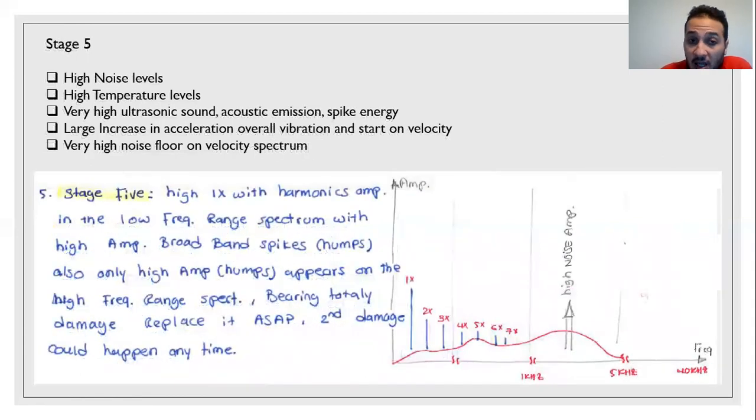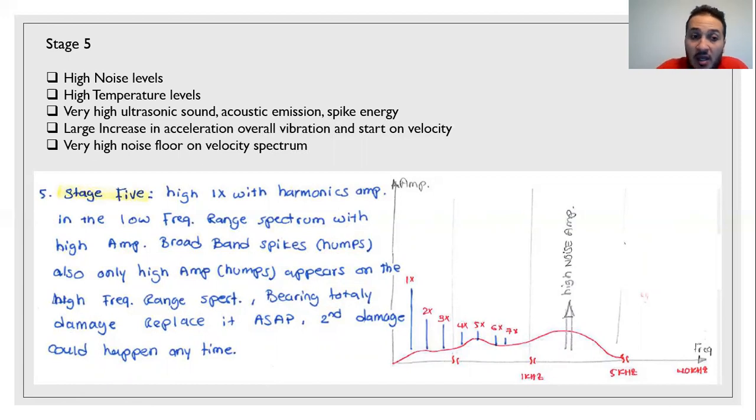The last stage, which is stage number five, we'll see high noise level, high temperature, large increase in acceleration, and the fault frequencies, you will not see them. You will start to see high noise floor or broadband spikes, and then you will see the running speed with harmonics as indication of looseness and real damage happening to the bearing. You can hear the bearing rattling or noising while the machine is running.